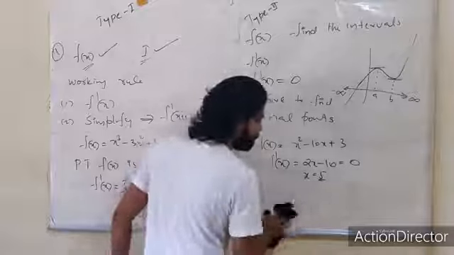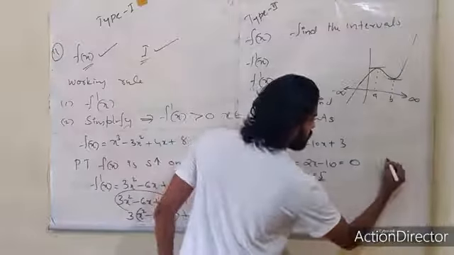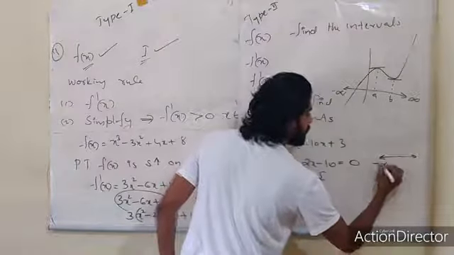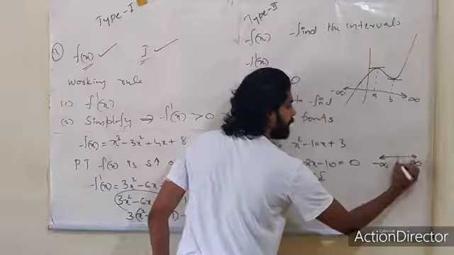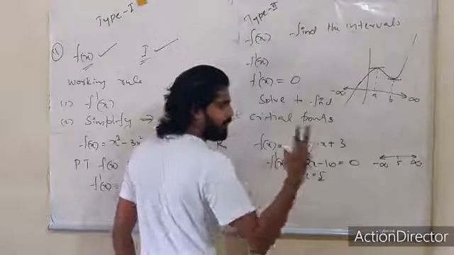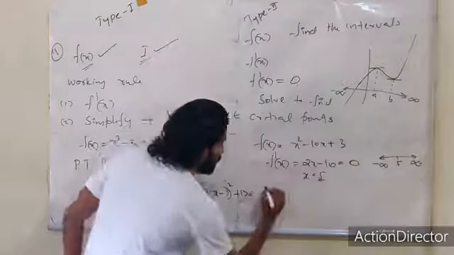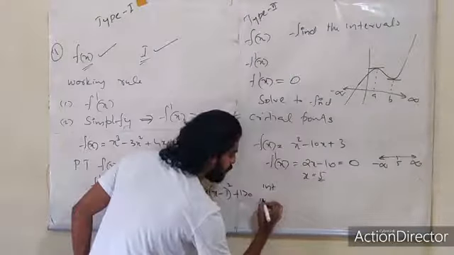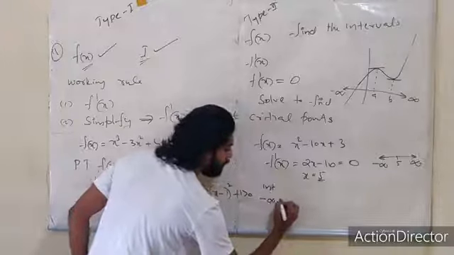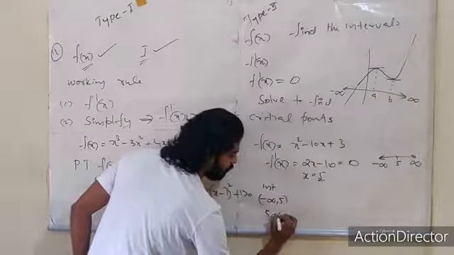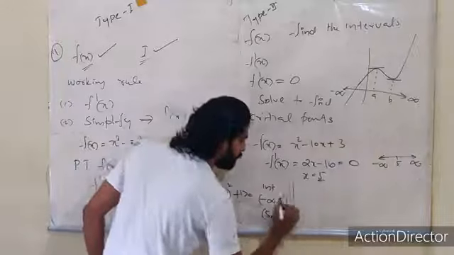Now this is from negative infinity to positive infinity, and here we have 5. So we have two intervals, negative infinity to 5 and 5 to infinity. Let's make a column. This is the interval column: negative infinity to 5 and 5 to infinity.